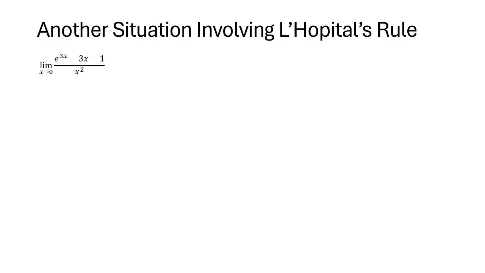Take a look at another situation involving L'Hopital's rule that ends up being slightly different than the other ones. So we're taking the limit as x approaches 0 of e to the 3x minus 1 over x squared. We start out by plugging in 0 for x, which results in 0 over 0 after doing some arithmetic.